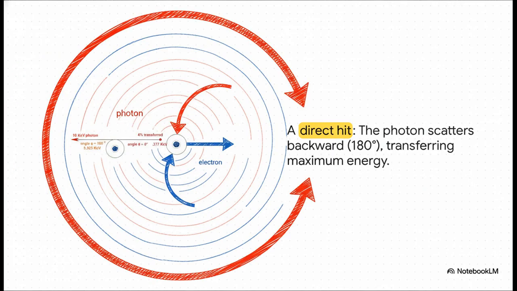And here's the other extreme, a direct head-on collision. The photon hits the electron dead on. The electron goes flying straight forward, and the photon scatters straight backward, a full 180 degrees. We call this backscatter. This is the absolute maximum amount of energy you can transfer in a Compton interaction. The photon gives up as much energy as it possibly can and retreats, while the electron just rockets forward with all that new kinetic energy.